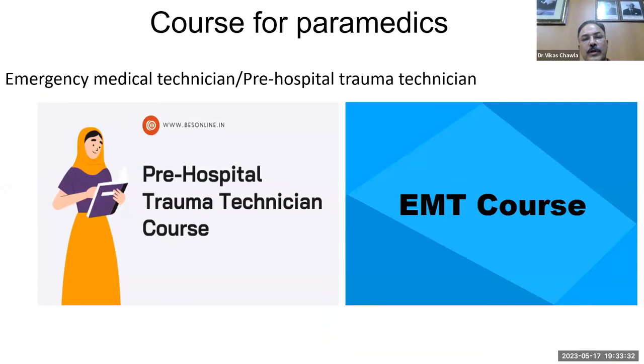Well, what about the courses for paramedics? The courses for paramedics have been in vogue for the last 12 to 13 years. One course which I'm aware of is the pre-hospital trauma technician course, which is run in Delhi at RML Hospital, Safdarjung Hospital, and Lady Harding. Thirty candidates are enrolled every year and they undergo 1 year of training before getting deployed.